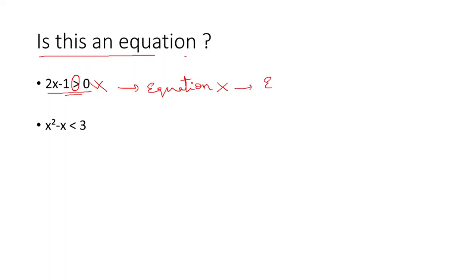This is not an equation but an expression. Likewise, x square minus x less than 3 is also not an equation but an expression. So an equation is something that involves an equal to sign. If it does not involve an equal to sign, then it will not be an equation.